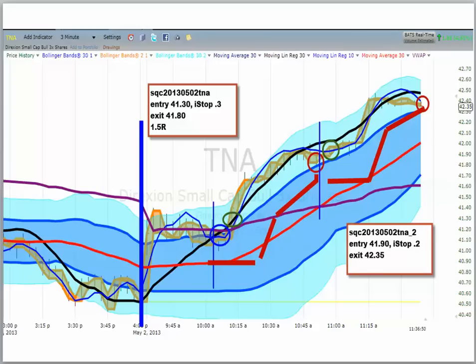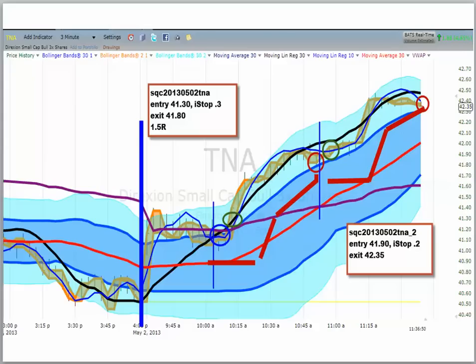In this case, it finds support just outside the river. It doesn't even get into the river, certainly doesn't get back to the Bollinger Band mean, and then in our standard reentry, after 3 bars, we're able to get in here to re-enter at 41.90. After having just exited at 41.80, we're back in at 41.90, and now we've got a 20-cent stop rather than 30 because we're further into the day and we've already had one leg up.